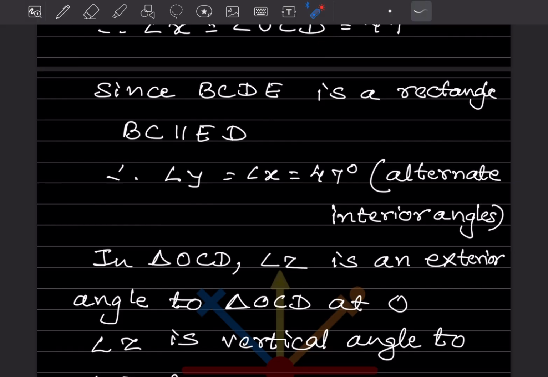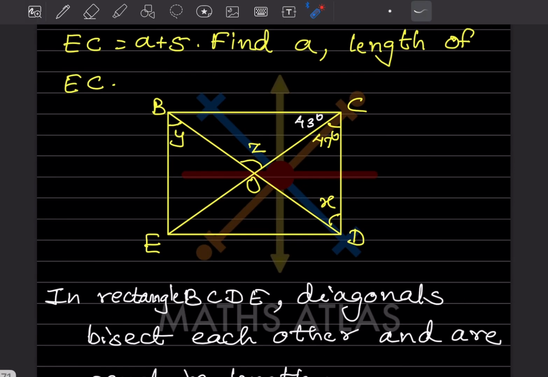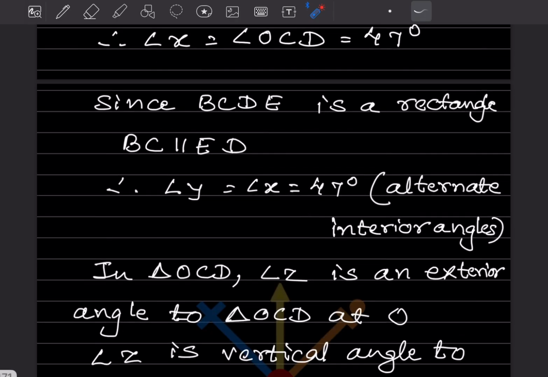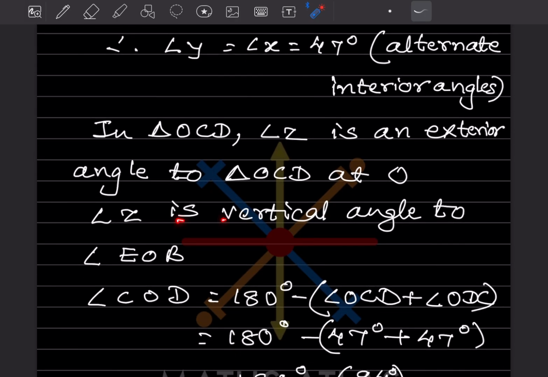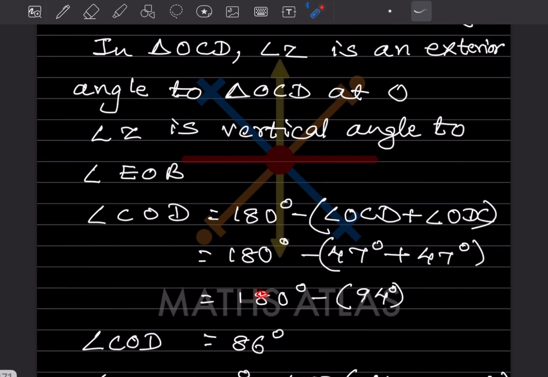And then in triangle OCD, angle Z is an exterior angle to triangle OCD. Angle Z is the vertical angle to angle EOB. So angle COD is equal to 180 minus (OCD plus ODC). OCD is 47 and ODC is also 47. So 180 minus 94, angle COD is equal to 86 degrees.